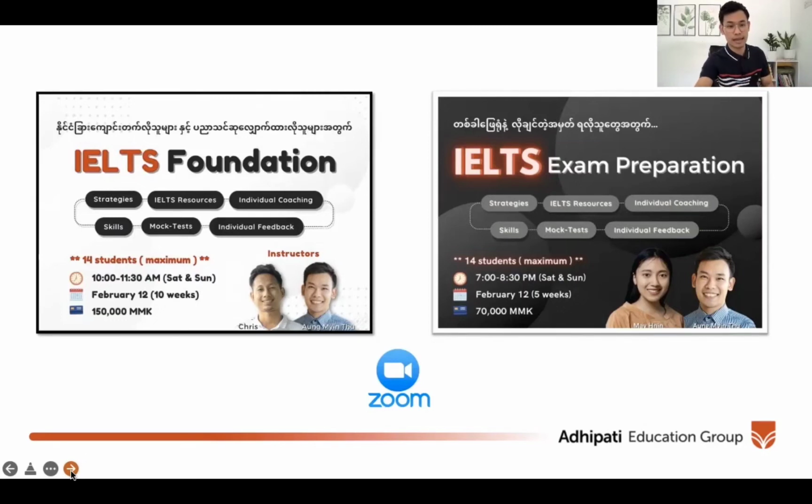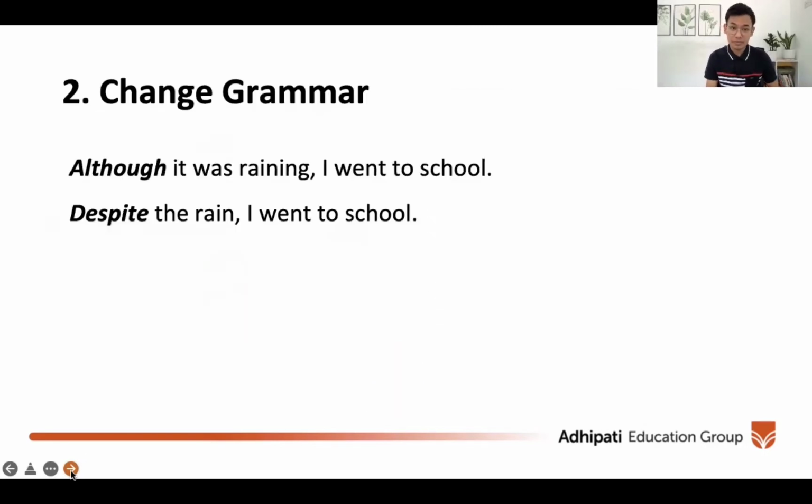And without further ado, let's go to the second approach, which is changing grammar. Let's say you see one sentence written in this or that grammar. For that sentence, you can convert it into another sentence by using a different grammar structure. As you can see in my example on the screen, although it was raining, I went to school. It's the same as despite the rain, I went to school. Right? I changed the grammar structure, but the meaning is not different. In fact, it still remains as it is. You see? So that's called paraphrasing with approach 2, changing grammar.